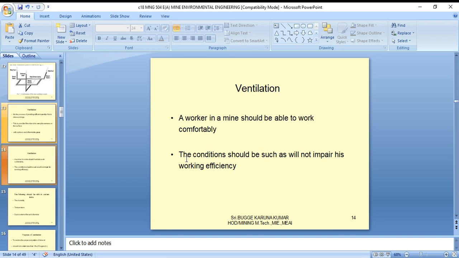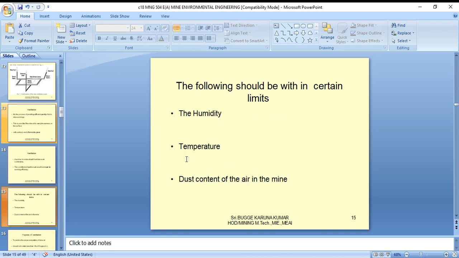A worker in a mine should be able to work comfortably. The conditions should be such that they will not impair his working efficiency. That is also very important. The following should be kept within the limits because that is the actual conditioning, which means comfortable for the mine worker.